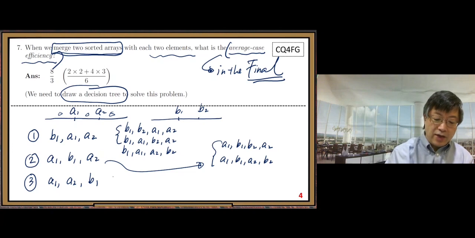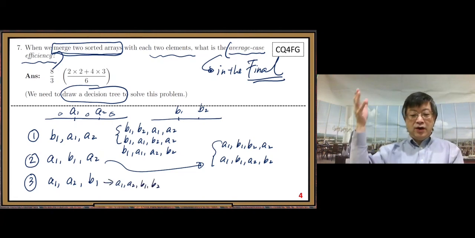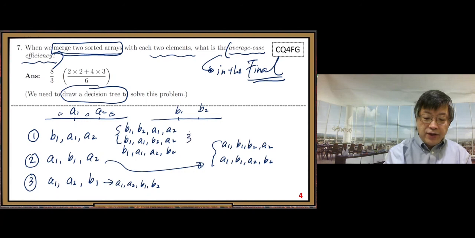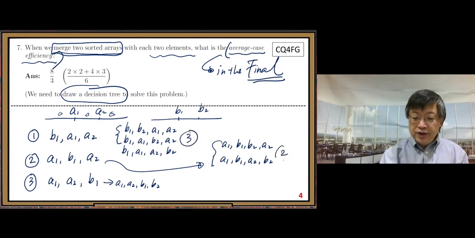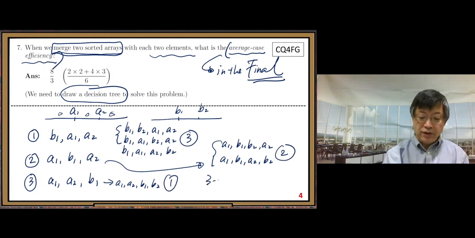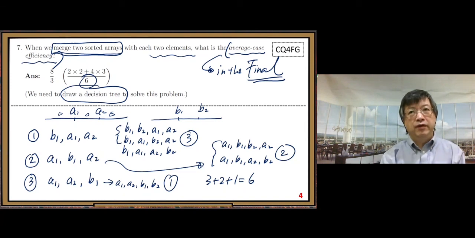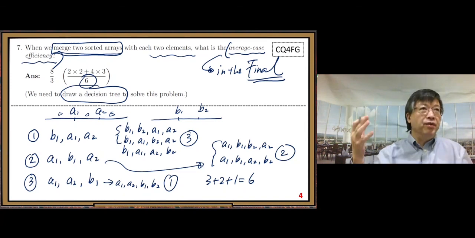So for this last one, how many cases? Only one, right? A1, A2, B1, B2. So that's all the cases we have. You can see 3 subcases here, 2 subcases here, 1 subcase here, total 6 subcases. That's the reason the denominator is 6, the total number of cases. Then we need to look at the numerator.